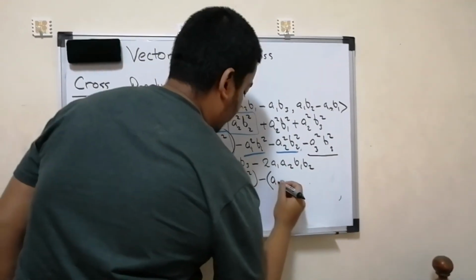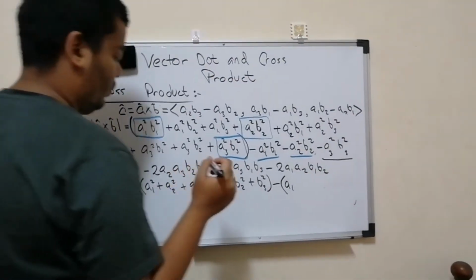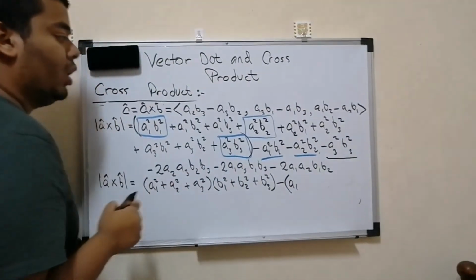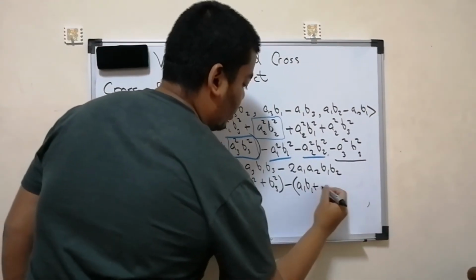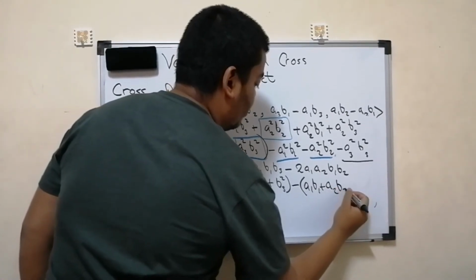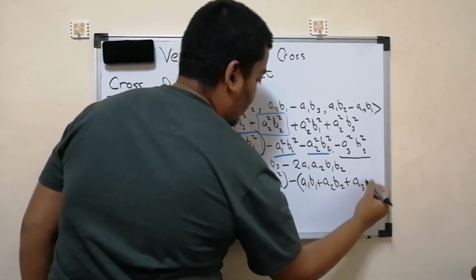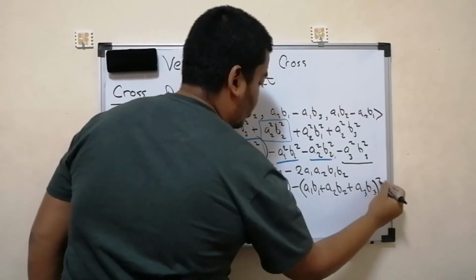here, a1 b1 plus a2 b2 plus a3 b3, whole squared.